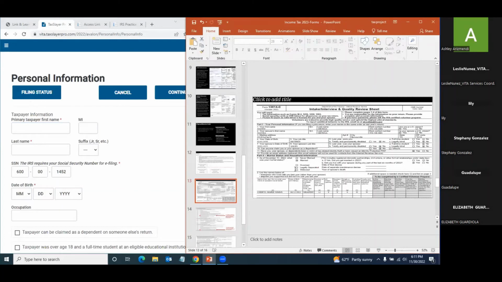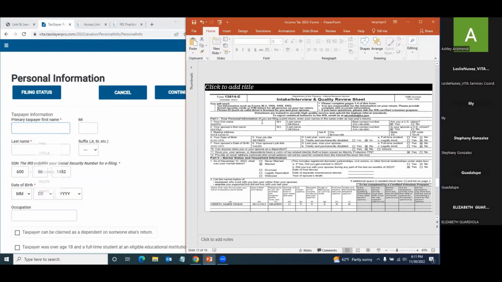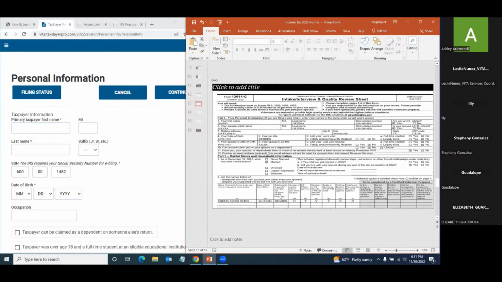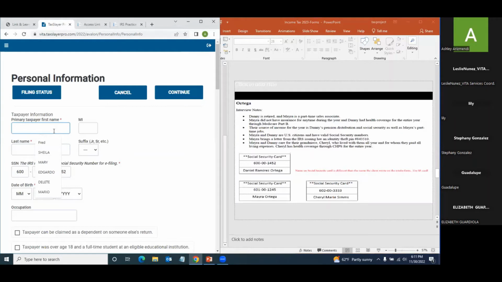So this is the intake process of the form that we receive whenever the clients come in. Here, we're going to put in the information the same way that we see it on the form. Actually, we put in the same information that's on their Social Security card. We don't want to put in something different. So if he has Daniel, you need to put Daniel and not Danny.